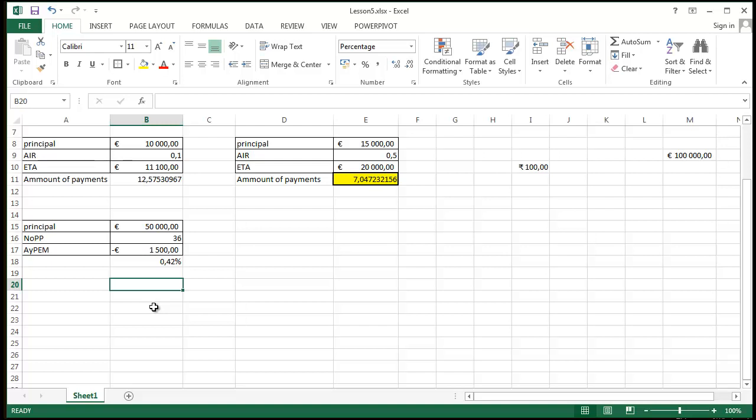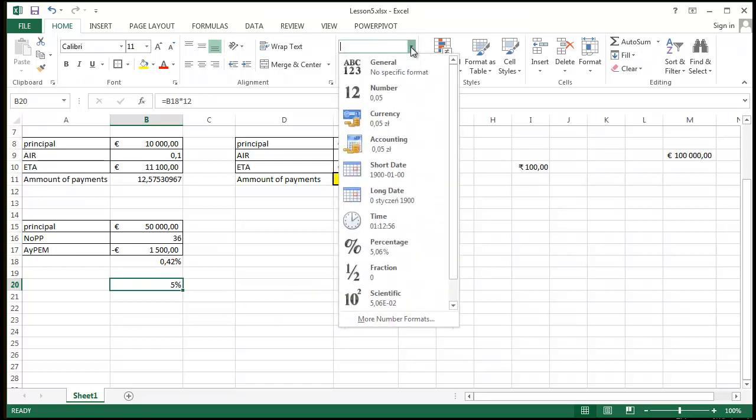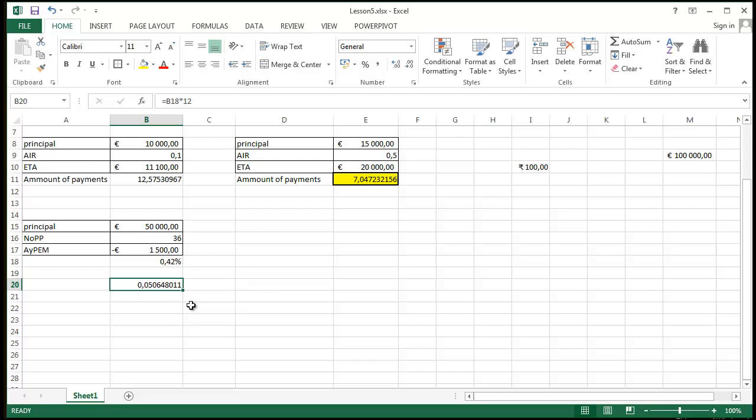To find out the annual rate, you simply need to take the number returned by the rate and multiply it by 12. So let's do it right now. So we take the number and multiply it by 12. And the answer is 5%. Of course, I've previously changed the format, so just please note that if you have a number like this or like this, it doesn't really matter, you just have to change the format. So the annual rate is actually 5%.